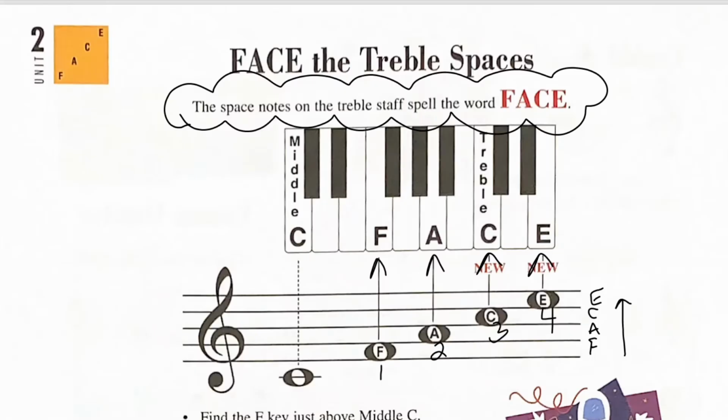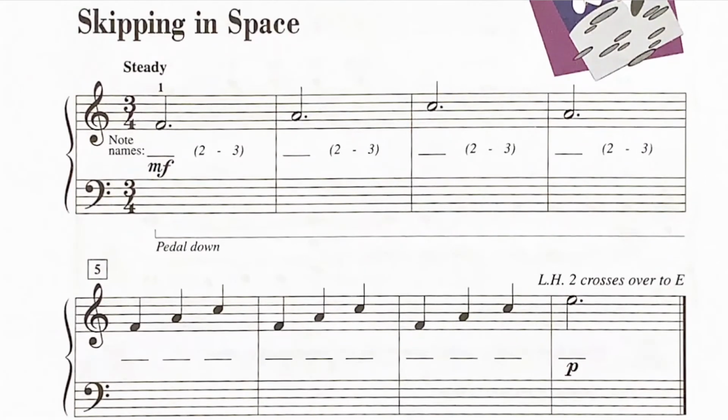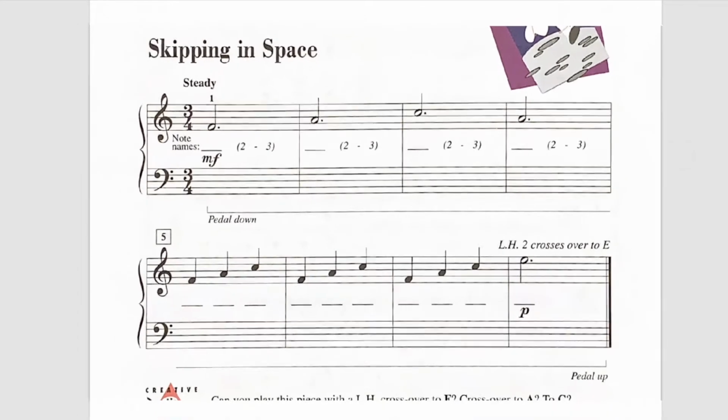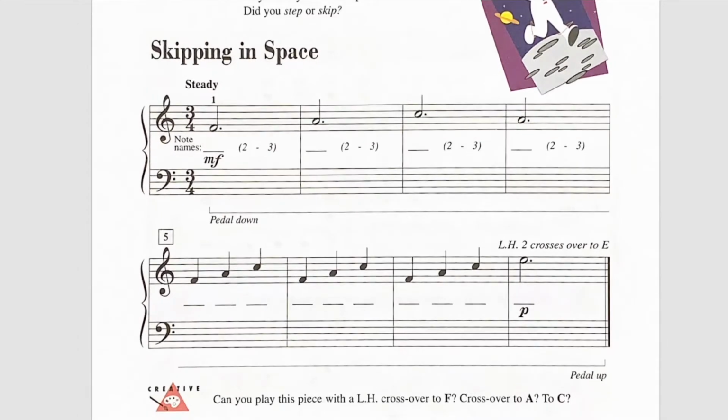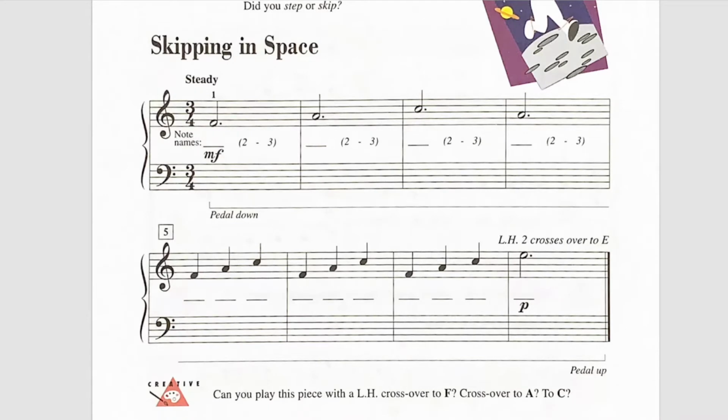Now we're ready to head back to our book, and we're going to scroll down the page to the song Skipping in Space. You might notice that under each note of the song, there is a blank line. Those lines are there for us to practice our note spelling, and we're going to begin by doing that. Let's figure out what all of the note names are for this piece. We're going to use the same method that we used for note spelling just a moment ago.